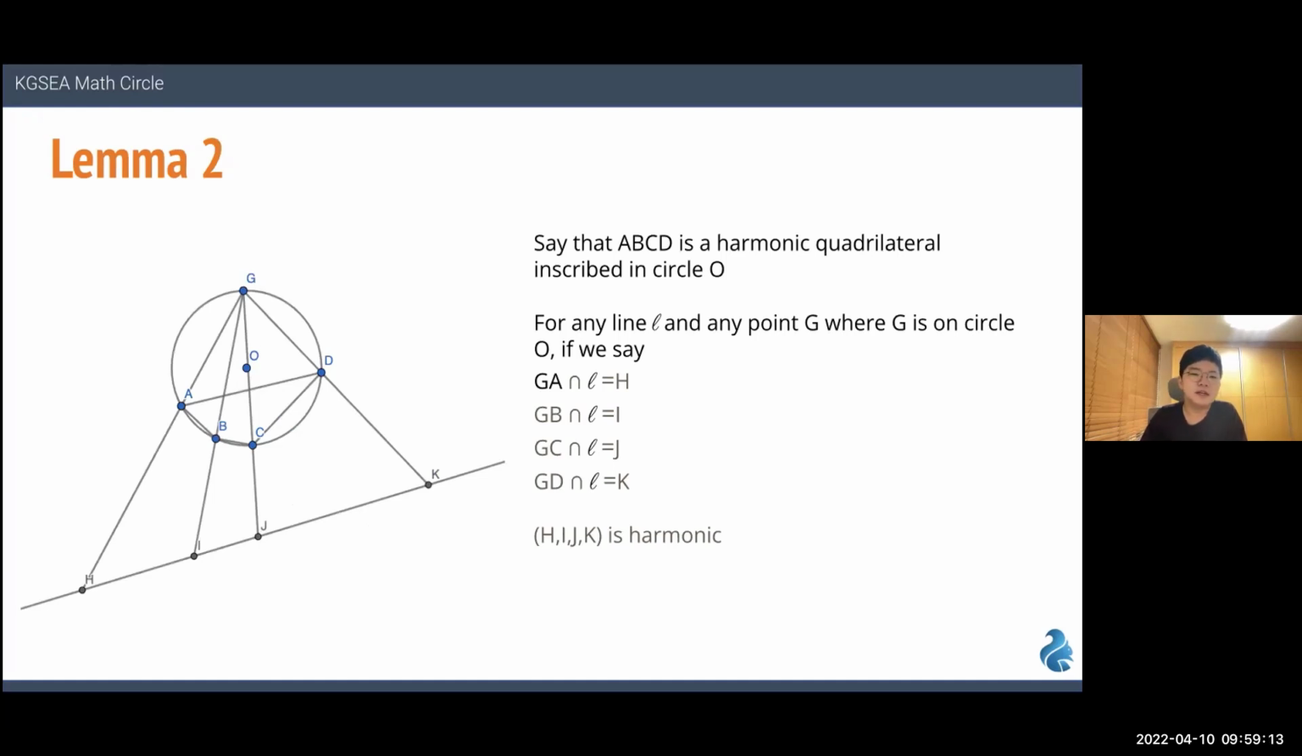The lemma states that if ABCD is a harmonic quadrilateral inscribed in circle O, for any line L and any point G where G is on circle O, if we say that H is the point where GA and L meet, I is the point where GB and L meet, J is the point where GC and L meet, and K is the point where GD and L meet, then HIJK is harmonic. And this can be shown by manipulating the sine ratio of the different angles.